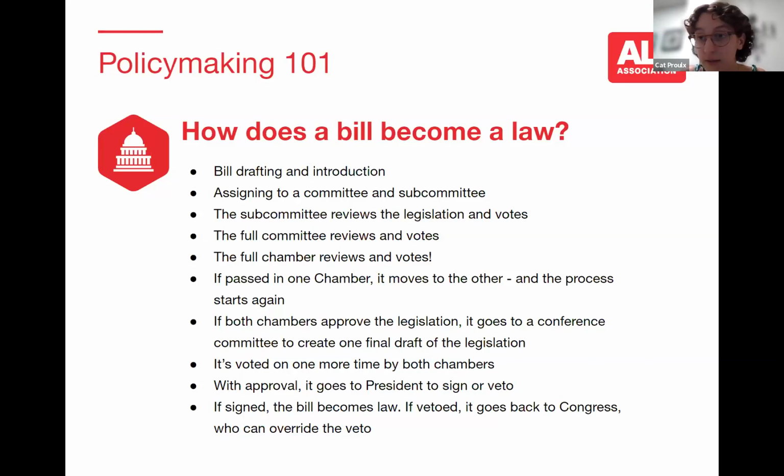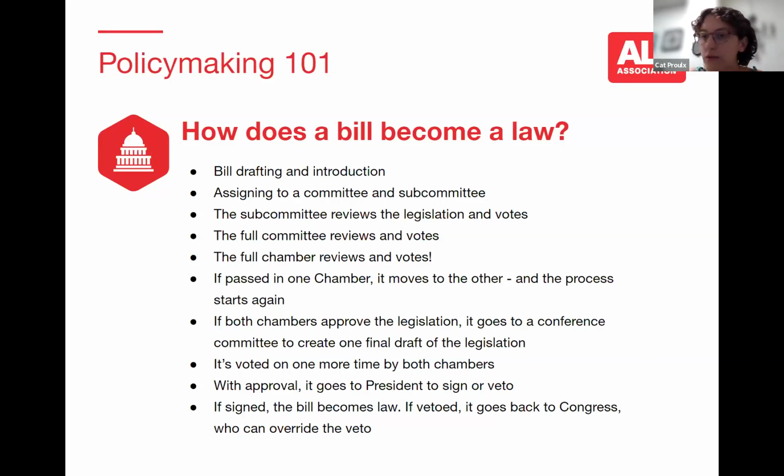Is this a brand new piece of legislation? Has it even been introduced yet? Is it being considered by a committee currently? Or does the bill need co-sponsors to move forward, and does it need more support before it's introduced?